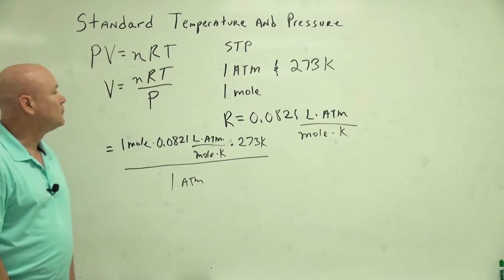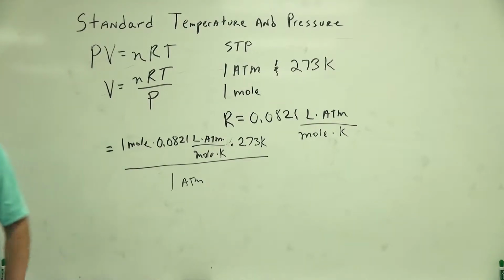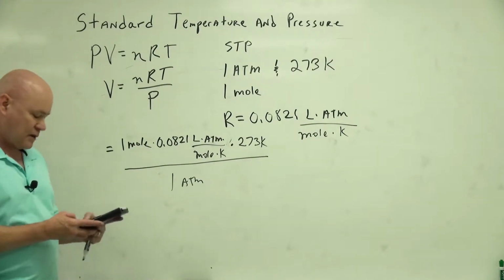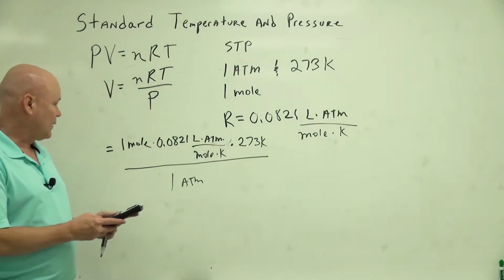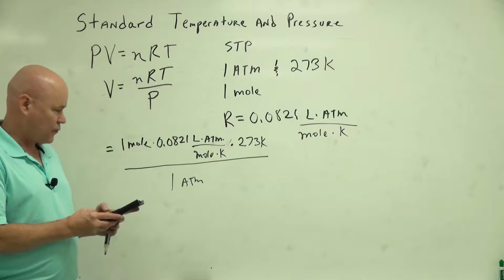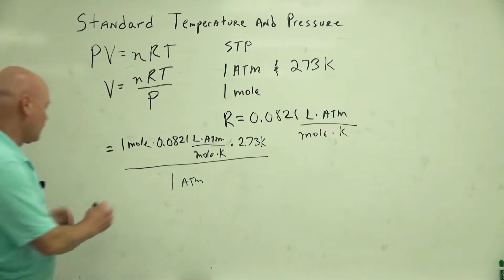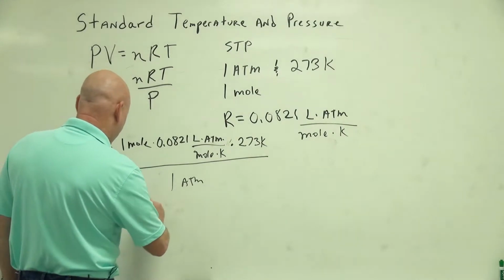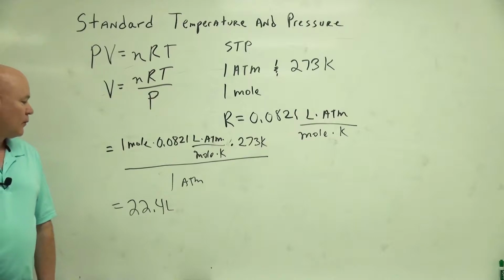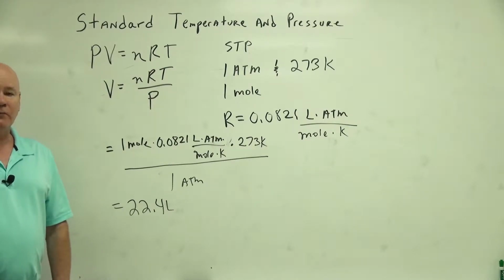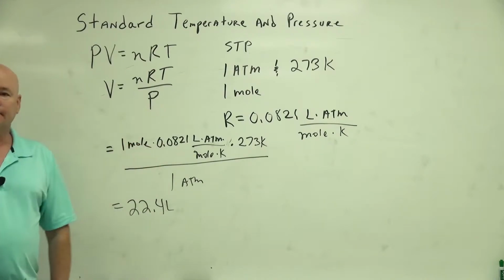So at 1 atmosphere, 273 Kelvin, and 1 mole, let's see what volume we're going to get. And so we have 0.0821 times 273 divided by 1, and I get 22.4 liters, just like we predicted for STP. At STP, it's 22.4 liters per mole.